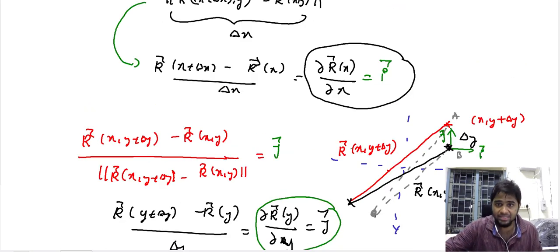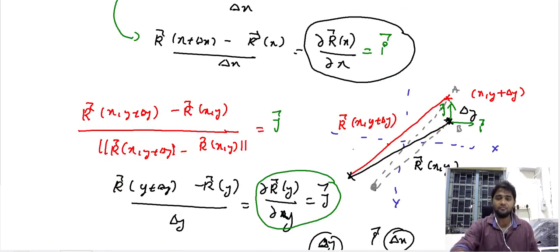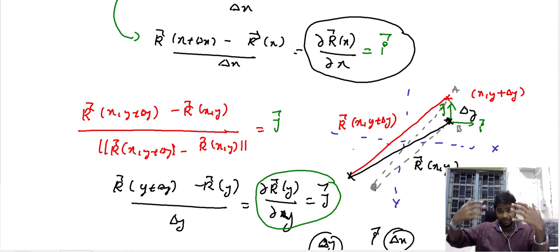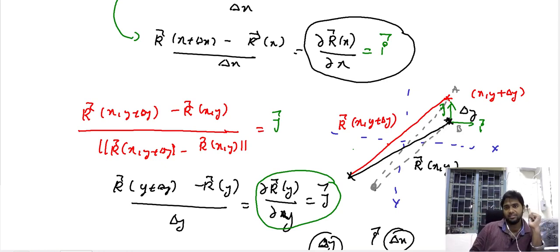So the partial derivative helps us establish a coordinate system at a given point in space, and the direction and the magnitude of this unit vector are governed by the partial derivative, and that is what forms the individual elements of the matrices.